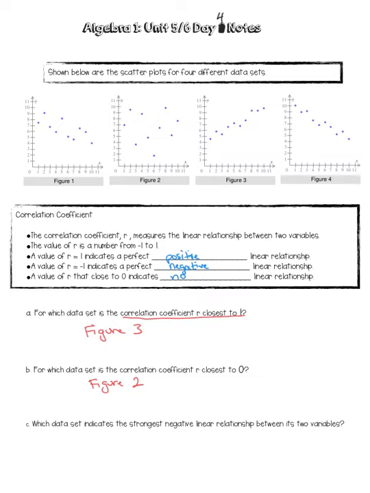C, which data set indicates the strongest negative linear relationship between its two variables? Well, if you look at figures 1 and 4, you see both of those are negative. But which one has its points in a closer line? Which figure has points that are less scattered? Figure 4. Figure 1 does have a negative linear relationship, but figure 4 has a stronger one.